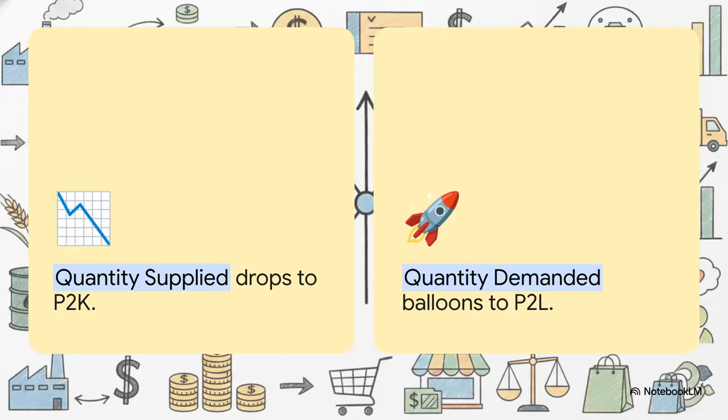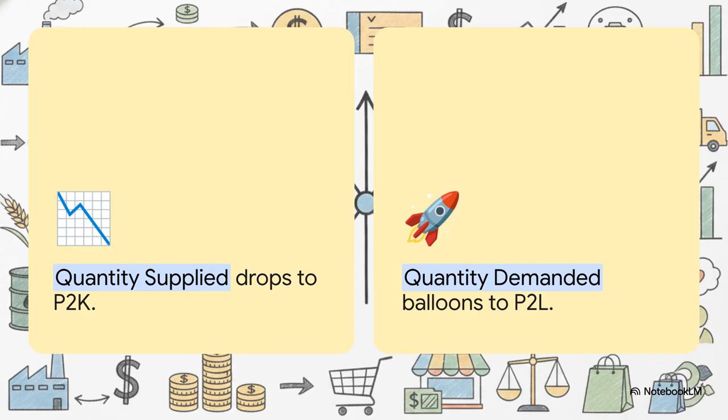So here's the human element of this low price scenario. Because the price is an absolute steal, new buyers just flood into the market. Quantity demanded balloons all the way out to P2L. I mean, think of people pitching tents and lining up around the block for a crazy Black Friday TV sale.